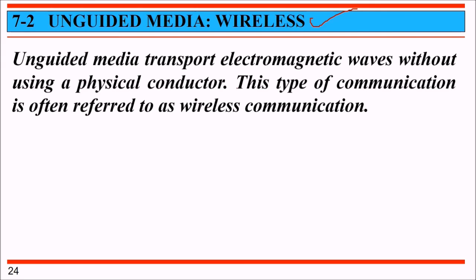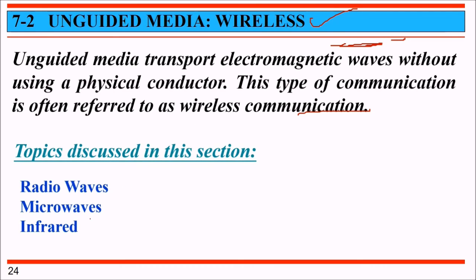Unguided media transports electromagnetic waves without using a physical conductor. So this type of communication is often referred to as wireless communication, because in the earlier section we have seen the guided media. There has to be a wire of any type. So from sender to receiver you need to have a wire, a physical connection. But for wireless you don't need it.